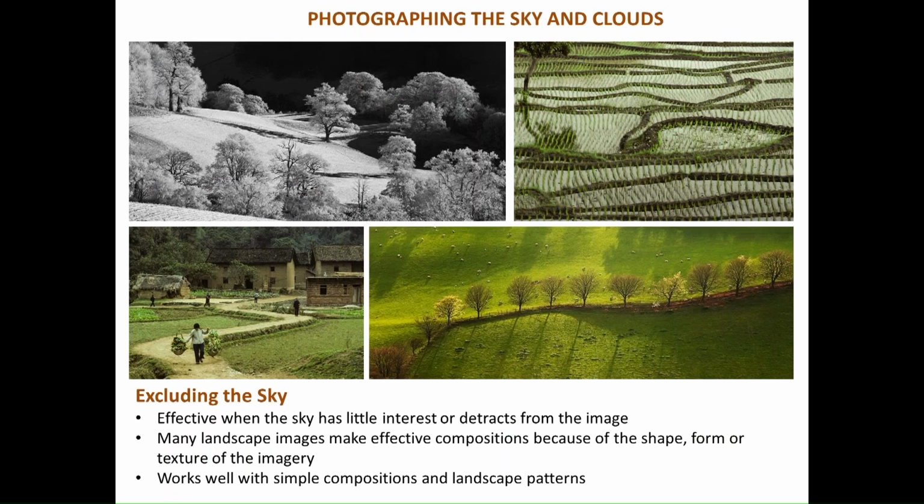Sometimes you want to exclude the sky, when the sky perhaps has little interest, or in fact detracts from the picture. With all these, if I included the sky, your attention would be focused on the sky when actually the image is absolutely nothing to do with it. But you can tell within all of these, and particularly the one on the bottom right, the light from the sky had an effect on the style of the image. So these are more about shape and form and pattern rather than the sky in the image. I've got a few more examples here.